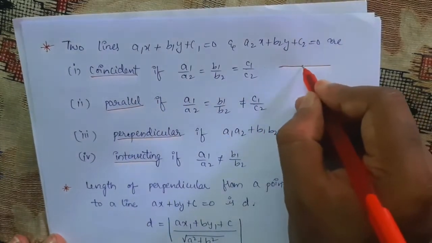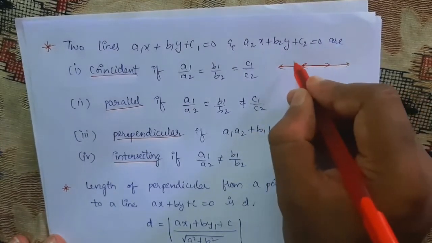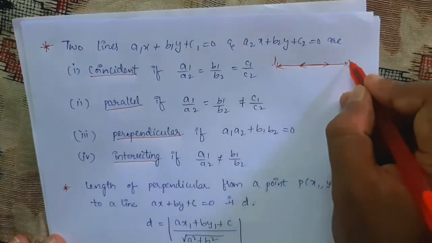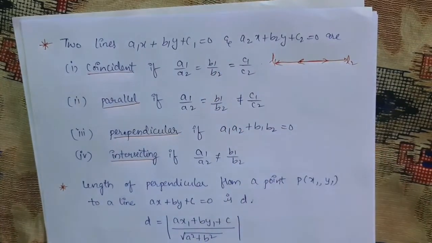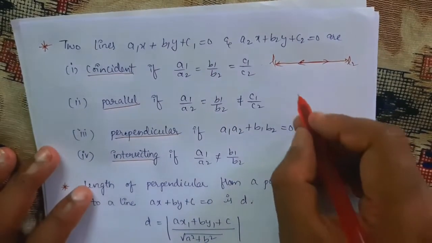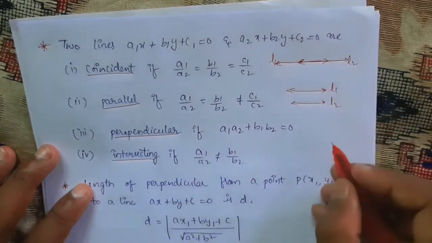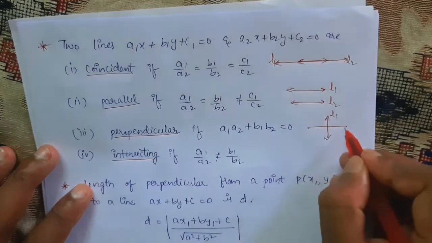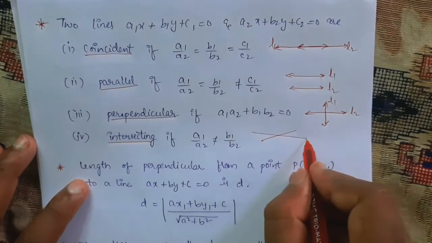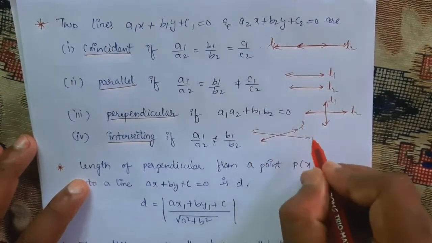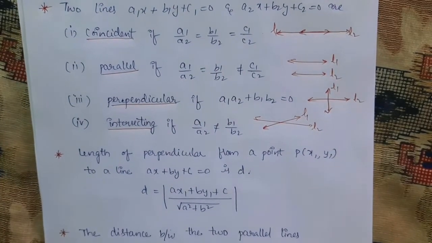Coincident is nothing but a line on a line. So this is line L1 and this is line L2. These will be coincident when a1 by a2 equal to b1 by b2 equal to c1 by c2. If two lines are parallel, then this will be the condition. If two lines are perpendicular, then this will be the condition. If two lines are just intersecting, then this will be the condition: a1 by a2 is not equal to b1 by b2.